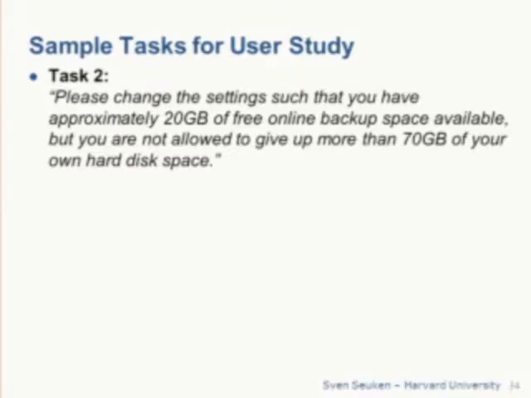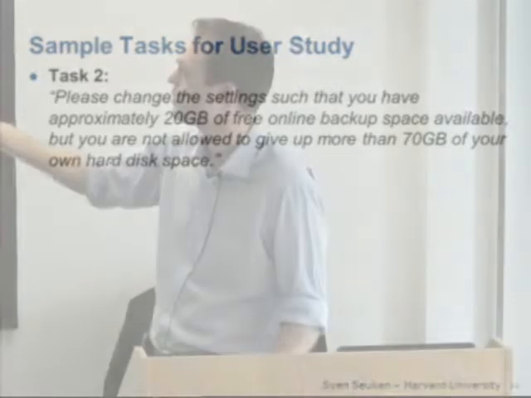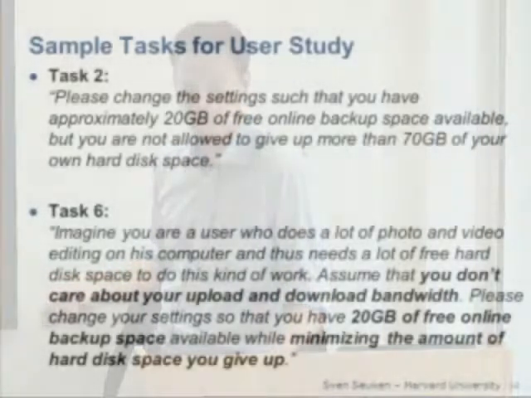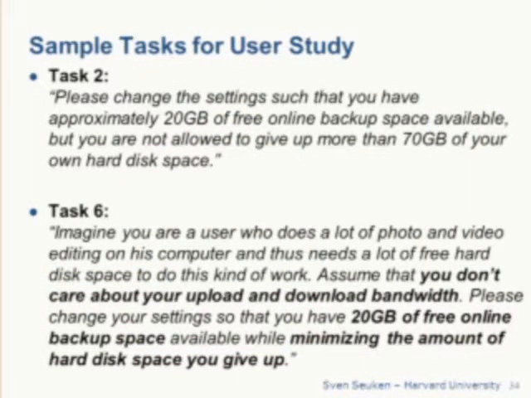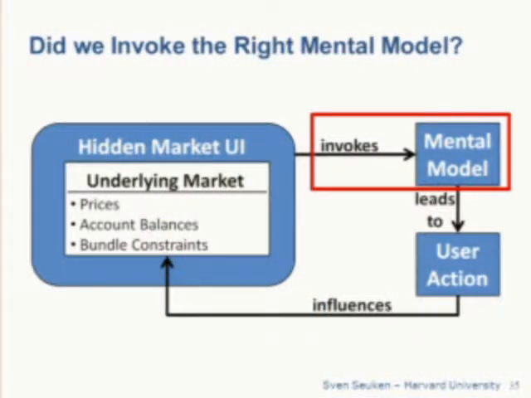So a task could be something like, please change the settings such that you have approximately 20 gigabytes of free online backup space, but you're not allowed to give up more than 70 gigabytes of your own disk space. That's a very easy task. More complicated tasks could have combinatorial constraints telling you that you don't care about your upload or download bandwidth, but you want to minimize the amount of hard disk space you give up. So increasing complexity. Then we essentially observed how far we achieved the invocation of the right mental model in the user when interacting with the system, and whether the user still took the right action influencing the underlying market.